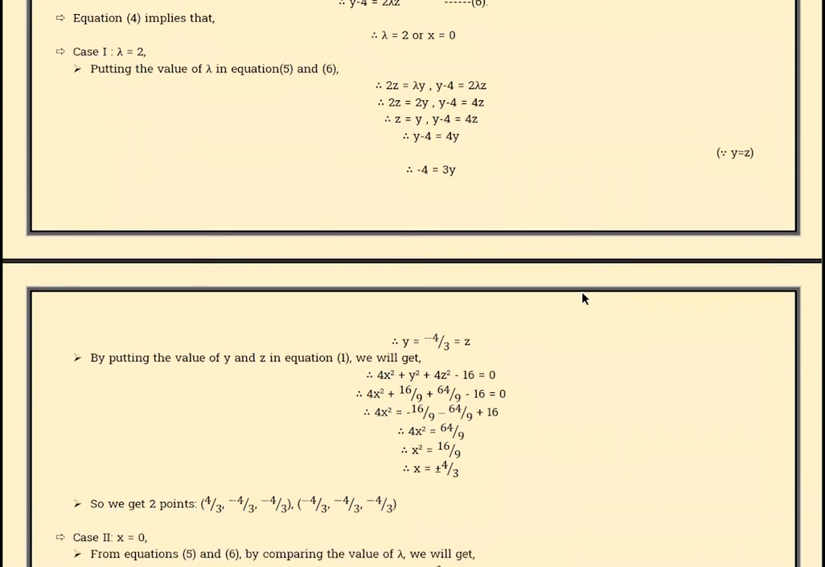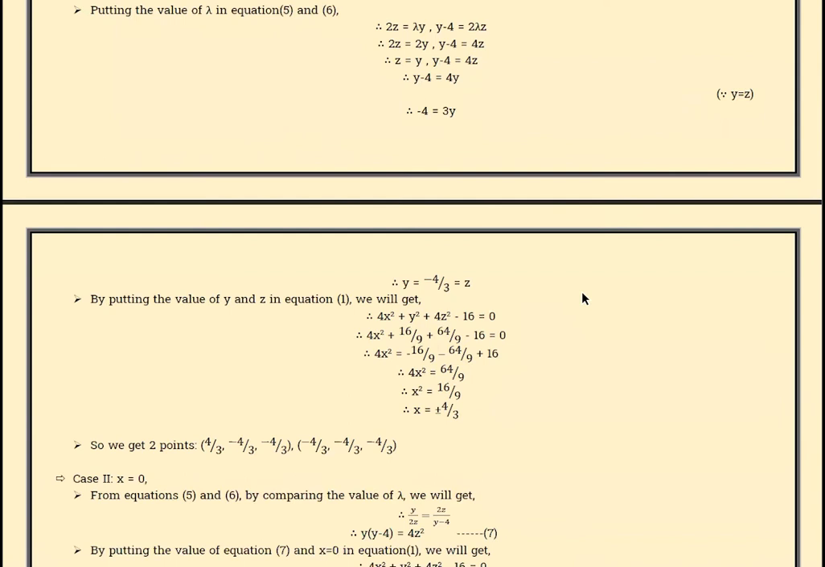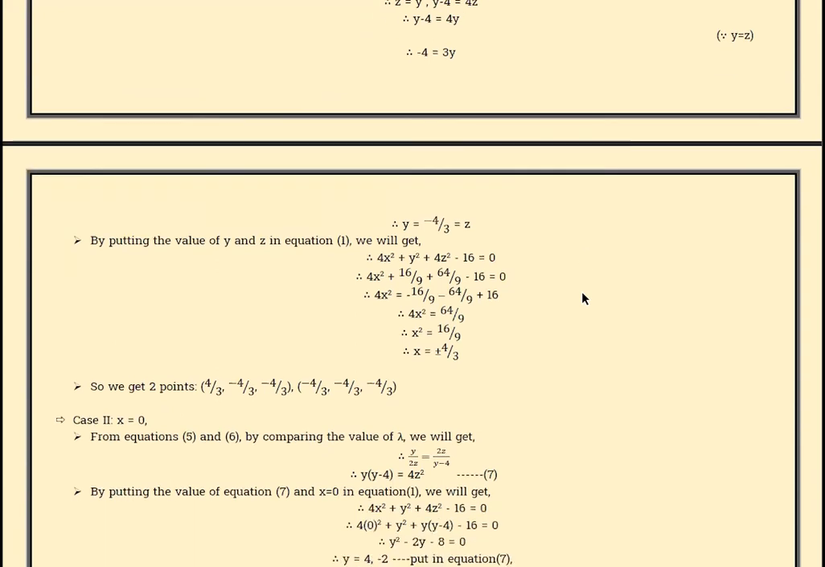We will get the value of x equal to plus or minus 4/3. So from here we will get 2 points: (4/3, -4/3, -4/3), and the second point is (-4/3, -4/3, -4/3).